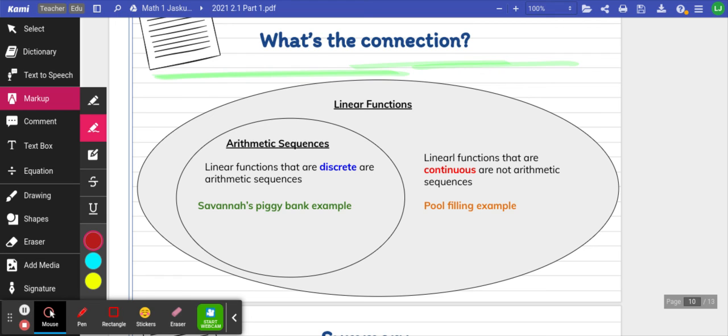And then the last thing is you've learned that we've been working with linear functions this whole time. We've been just working with a small group of them called arithmetic sequences. So that is everything you need to know. Make sure you can go back in this video, you can pause and write down everything so you have it in your notes.